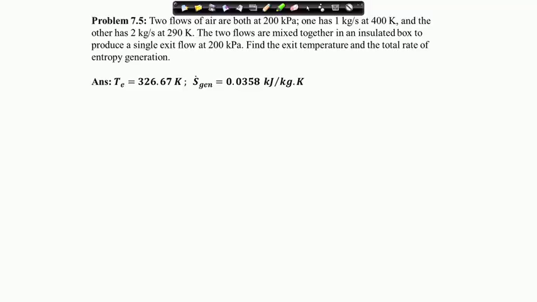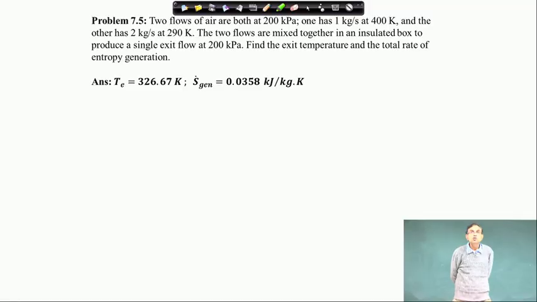Problem 7.5. Two flows of air are both at 200 kilopascal. One has 1 kg per second at 400 Kelvin and the other has 2 kg per second at 290 Kelvin. These two flows are mixed together in an insulated box to produce a single exit flow at 200 kPa. Find the exit temperature and total rate of entropy generation.